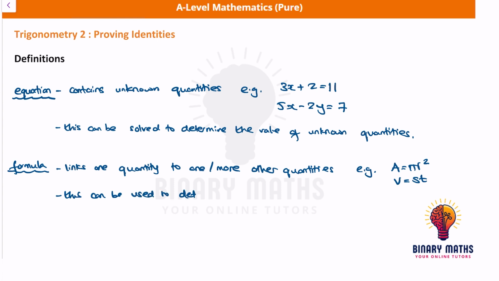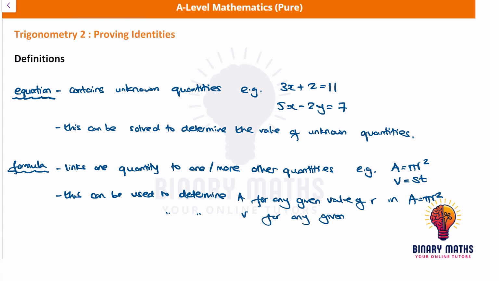to determine, for example, a certain quantity for a given quantity. So determine A for any given value of r in A is equal to pi r squared. So in this one, I can substitute different values of r to get A, or to determine v for any given displacement s and t. So if I know the displacement and the time, I can always work out the velocity.